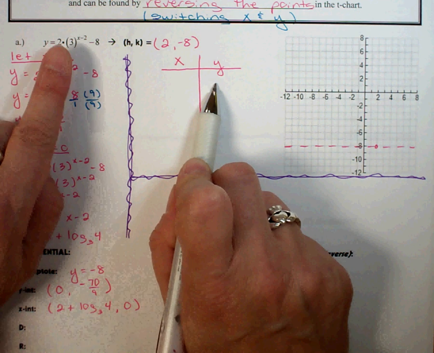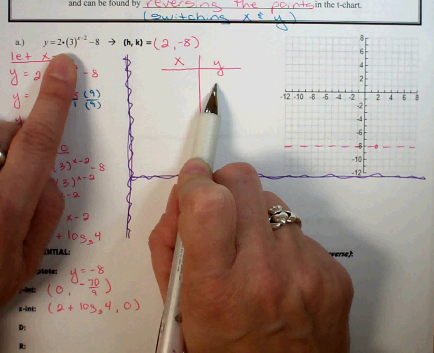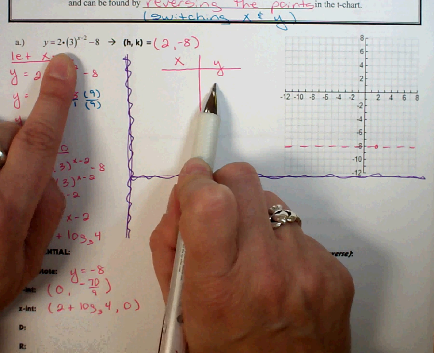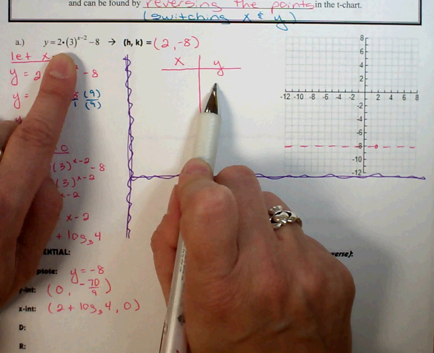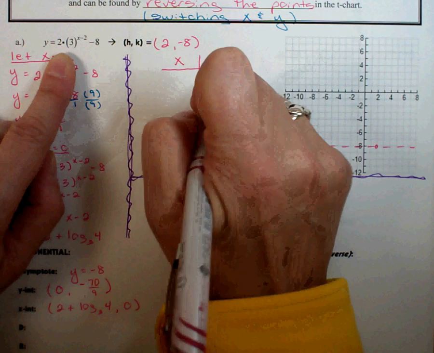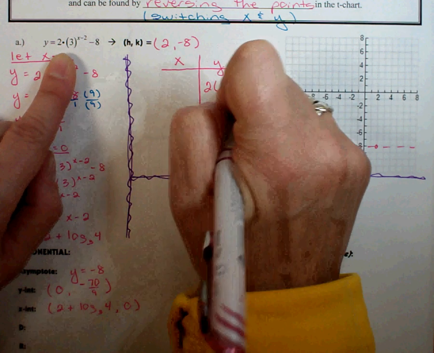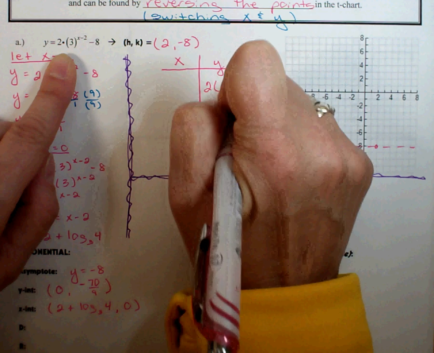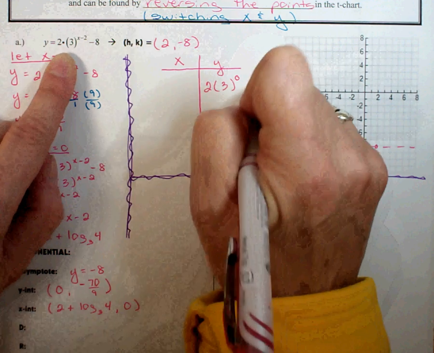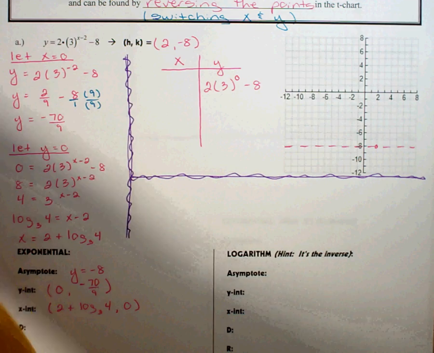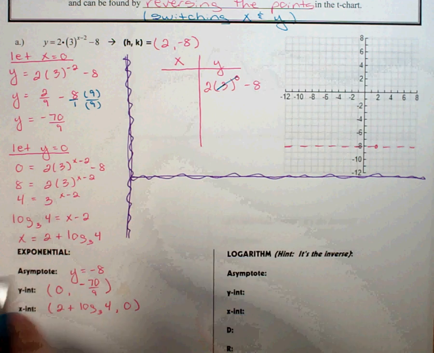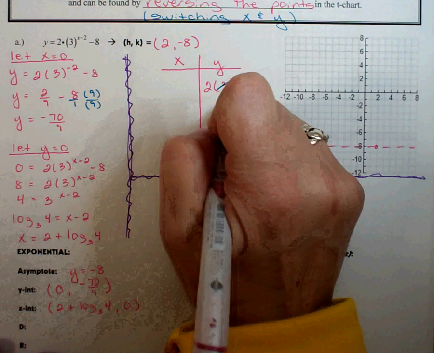So if I'm looking at this exponential, what I know is that it's easier to calculate values when my exponents are either 0 or 1. So that's the first thing that I'm going to think about. What if I could evaluate this and have 2 times 3 to the 0 power minus 8? I know that 3 to the 0 power is simply 1, so I really just have 2 minus 8, or negative 6.